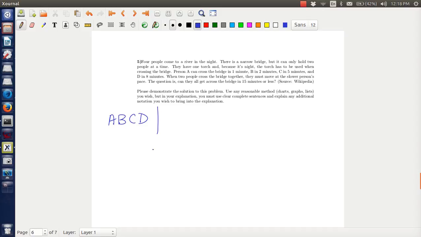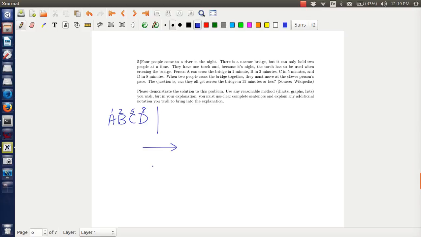And then what we'll write is an arrow to indicate the direction of the crossing. In this case, I'm going to actually do the problem correctly. If you do the problem non-optimally, you'll get a time greater than 15 minutes, and that's fine because you would still get credit for having figured out how to express yourself correctly. But in this case, person A takes 1 minute, B takes 2, C takes 5, and D takes 8.